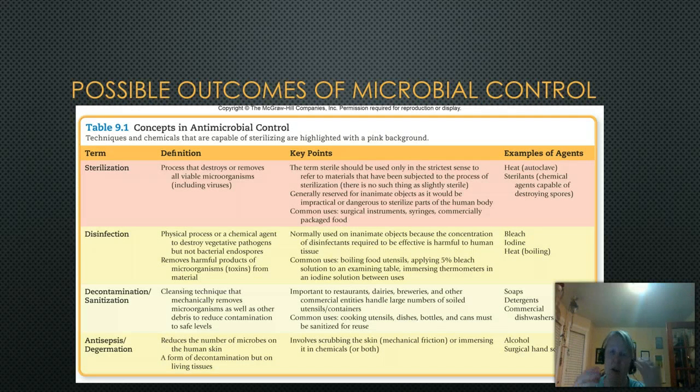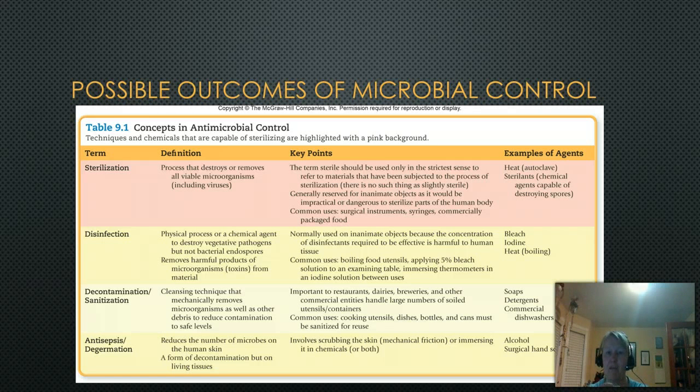So first of all, let's start with possible outcomes of microbial control. There are four main possible outcomes that I want you to be familiar with. The first of these is sterilization. Now this is the gold standard. This is what we'd love to be able to accomplish in all situations, but it's just not possible. This is where we destroy and remove all viable microorganisms. This includes viruses, it's everything. Now, the reason why we can't do this for everything is because these processes are so intense that they would potentially kill us or at least really damage our cells in the process. Or the material that we're trying to sanitize. So not everything can be sterilized.